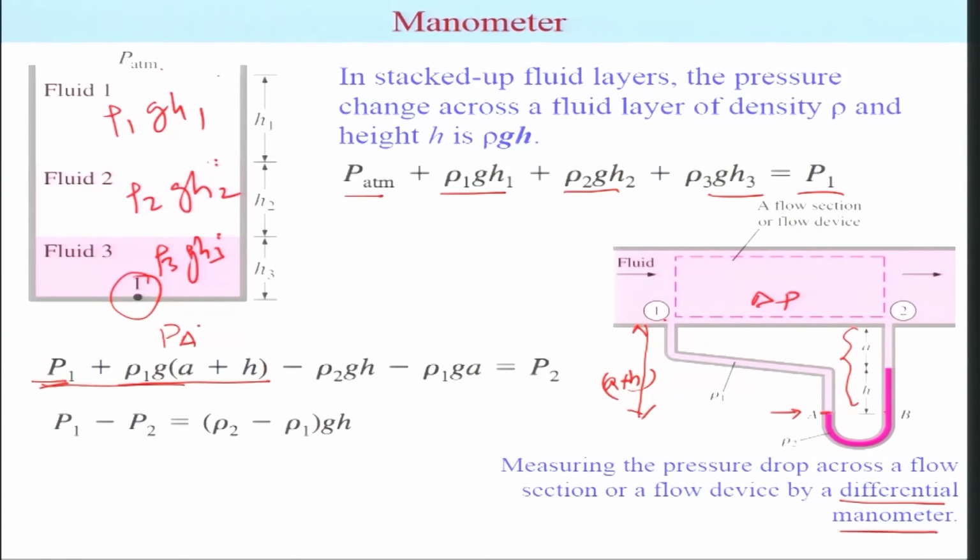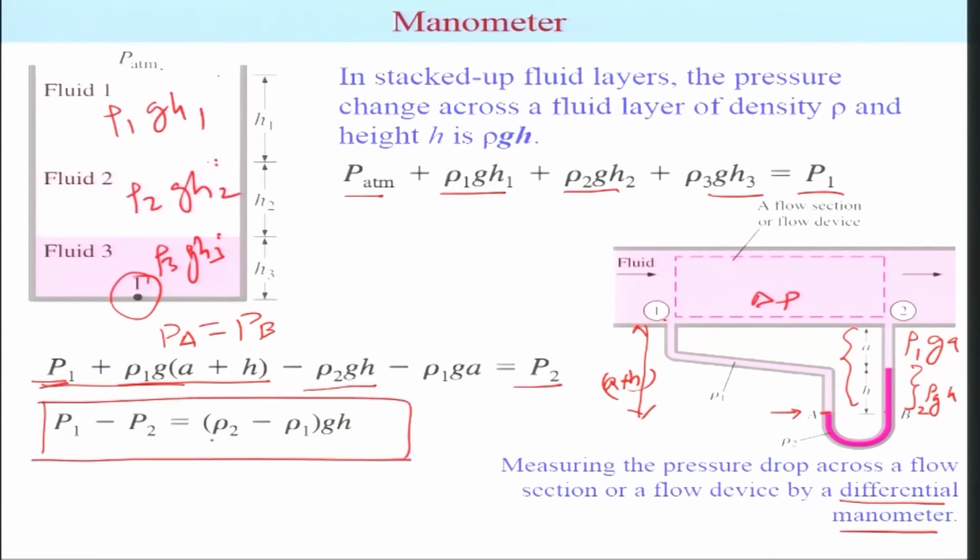Then this is the same as P B, and then it is going up, so you have to decrease it. That means rho 2 GH is this part, and then you have this rho 1 GA. That's how you are going to achieve P2. If you do this analysis, the change in pressure turns out to be simply rho 2 minus rho 1 multiplied by GH.